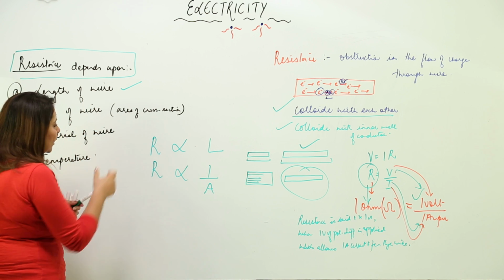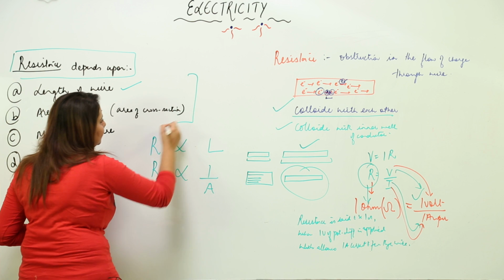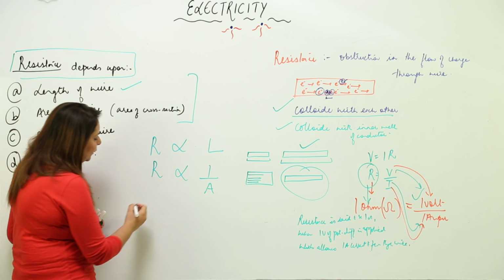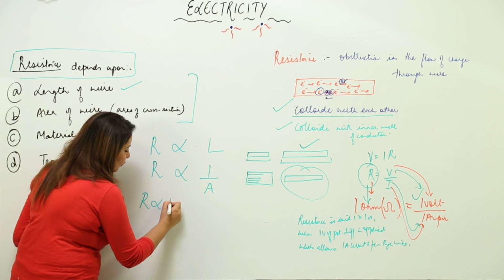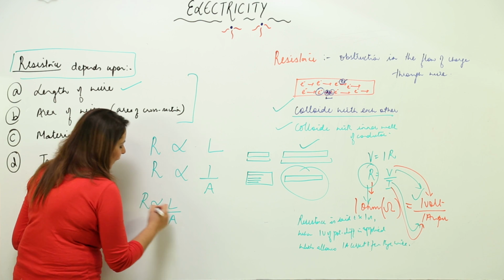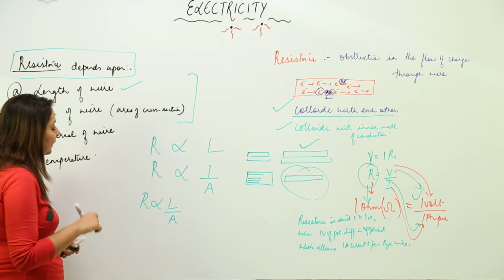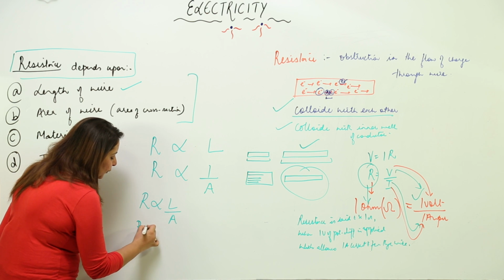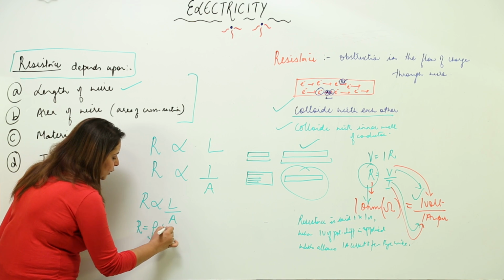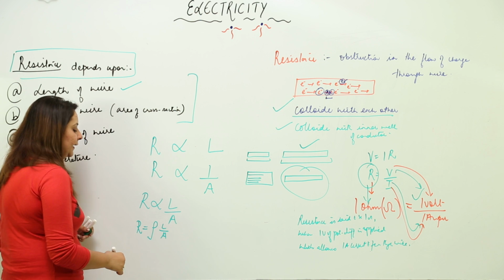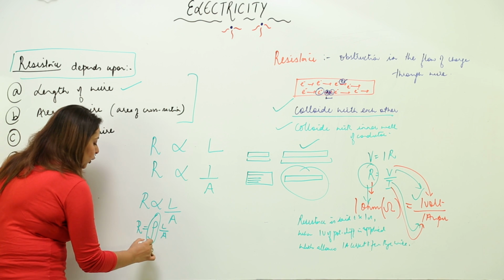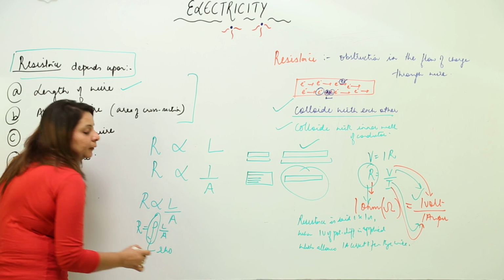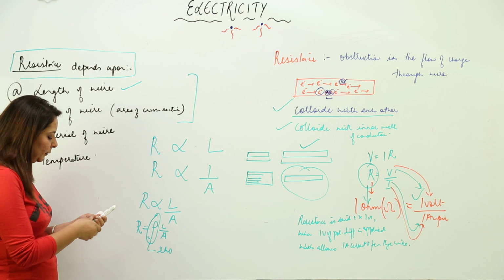So combining both, first we will derive a relation. Combining both, we have R is directly proportional to length and inversely proportional to area. Removing the proportionality sign, we always put a constant. So here also we put a constant, and that constant is rho. Rho is actually the name of the symbol.